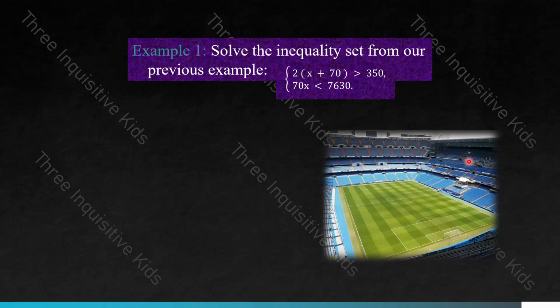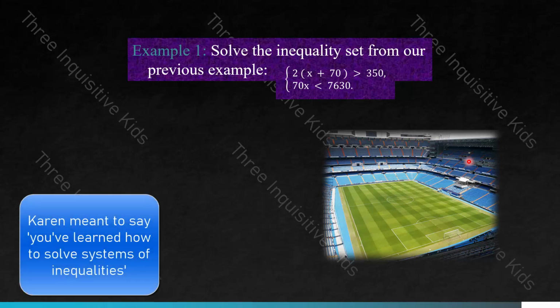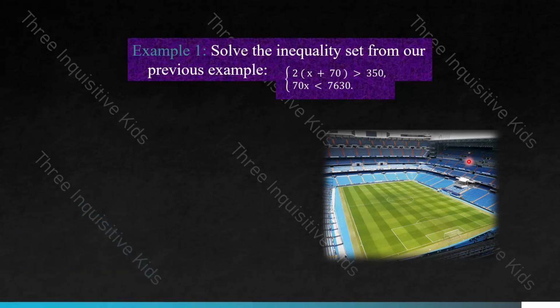Example 1. Solve the inequality set from a previous example. So again, this is the soccer field problem, and now that you know how to solve inequalities and how to represent them on a number line, you can first go ahead and solve. Alright, so the first step is to first simplify each one of these inequalities to its simplest form.